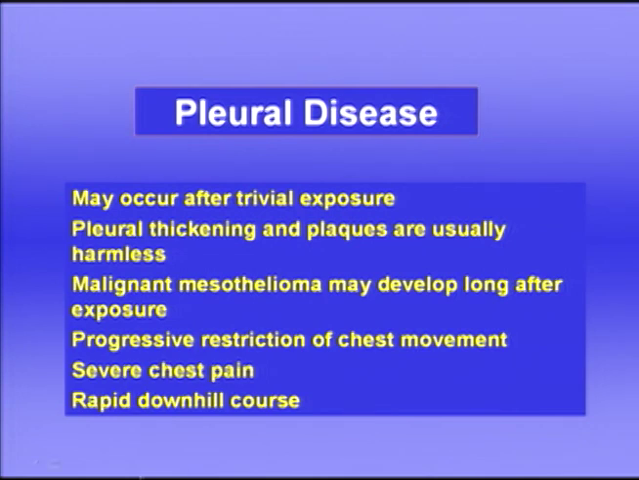That's a very nasty disease. You get restrictive chest movements, severe chest pain, and a rapid downhill course. And there's a lot of interest at the present time in trying to detect patients who've developed malignant mesotheliomas. There's a lot of work done by lawyers trying to help people who've got this. So it's a serious problem. Asbestos is one of those areas of industrial medicine which has changed over the last number of years and is responsible for a tremendous amount of litigation.